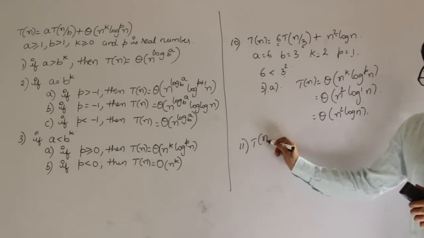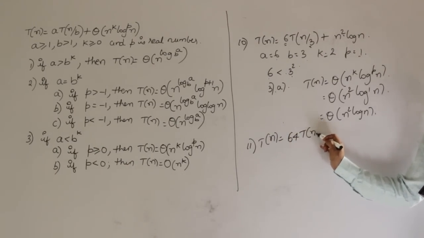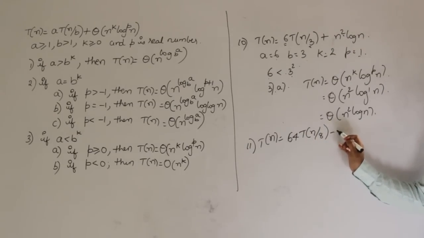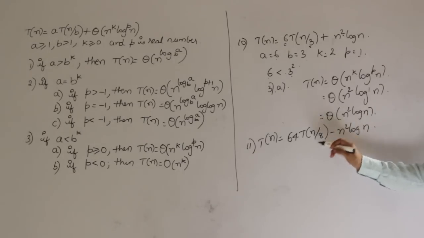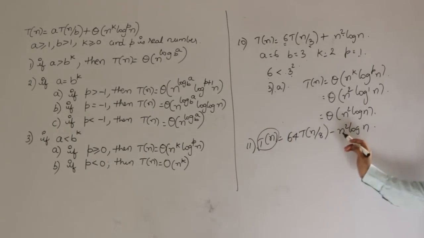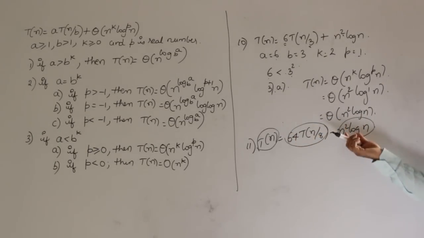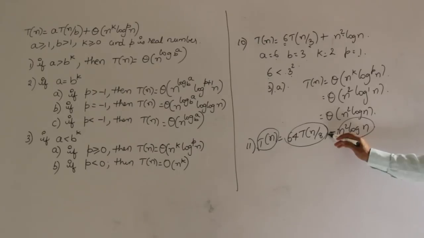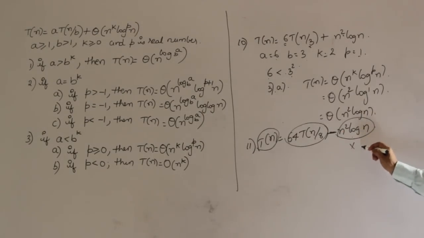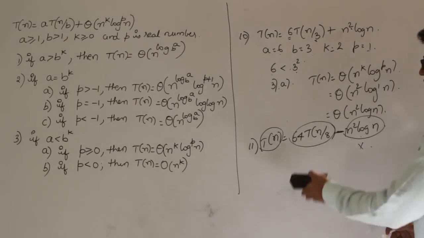Next one, 11th one. Let us say T of n equal to 64T of n by 8 minus n square log n. If you see this, generally if there is a problem, we do some work and then the problem will get divided into some subproblems. But here it is saying that if we don't do work, the problem is getting divided into subproblems. Therefore, whenever you have minus, it is not a valid question according to Master's theorem. So we cannot apply Master's theorem for this one.